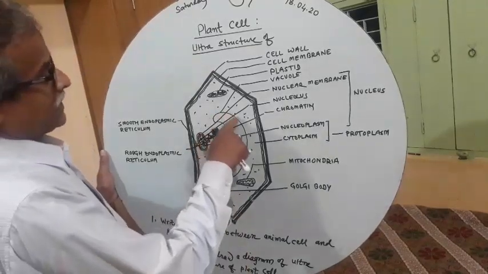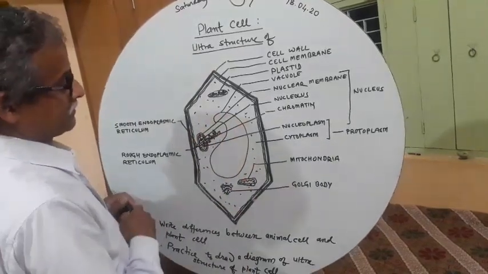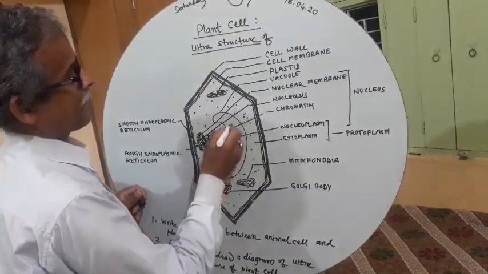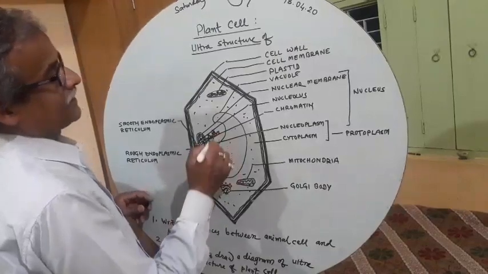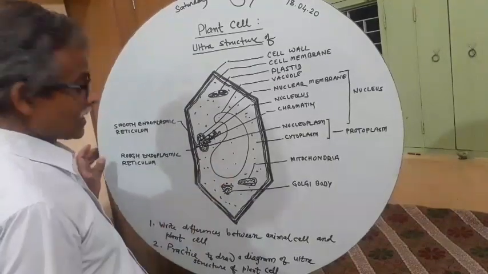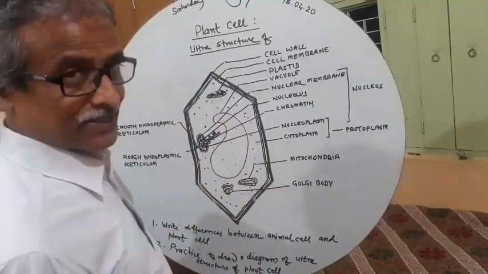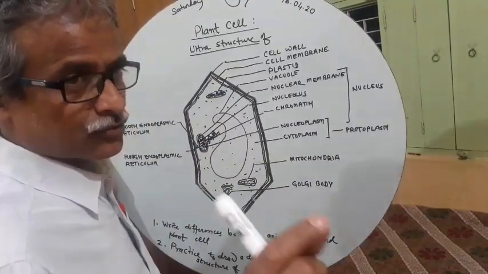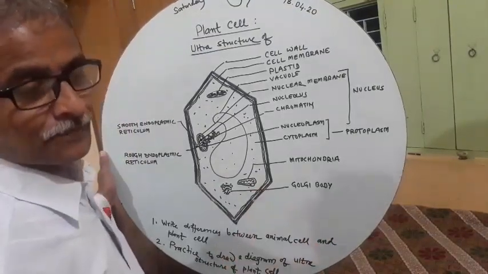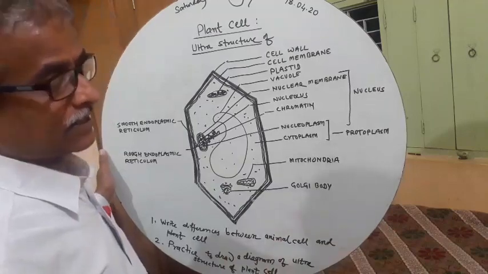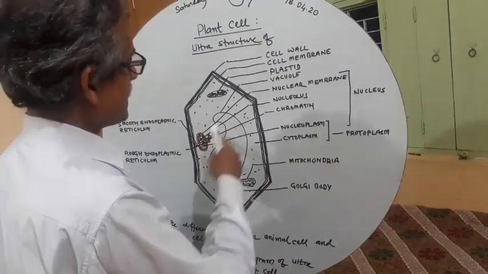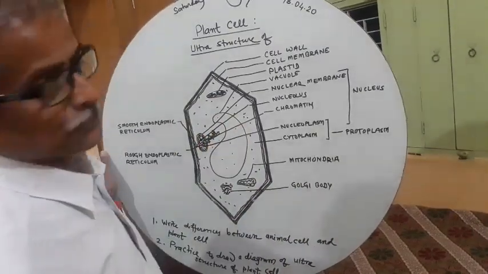Here you see there is a large sac-like structure, that is vacuole. In case of animal cell, there are many small vacuoles, but in case of plant cell, the older is the plant cell, the less is the number and larger in size the vacuole.